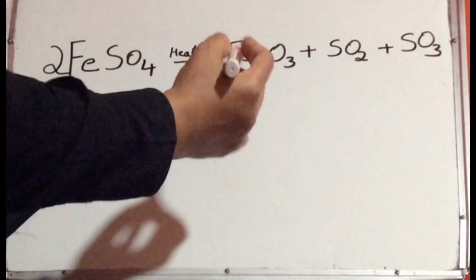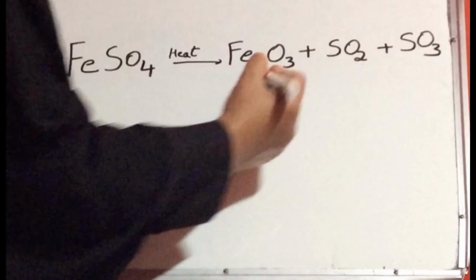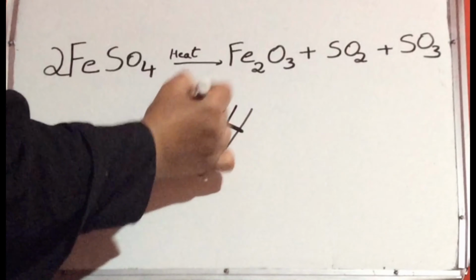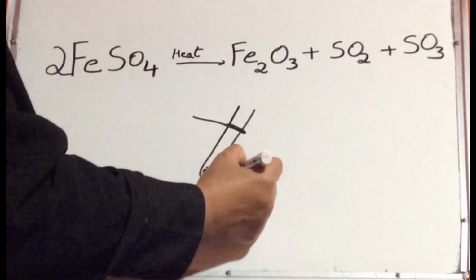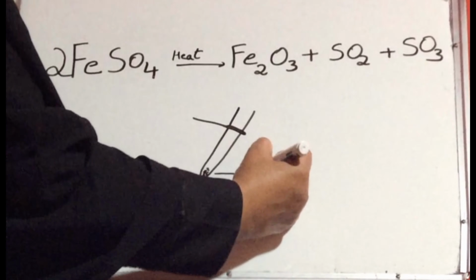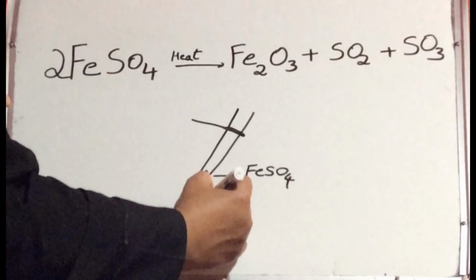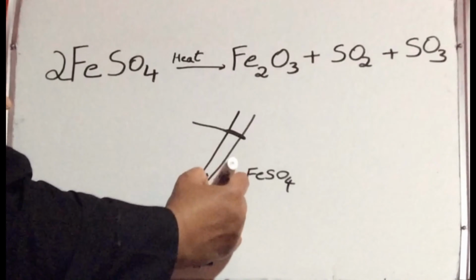You take a boiling test tube. This is a test tube. You have to take a test tube, hold it with a tongue. This is a tongue, you have to hold it with a tongue and then take ferrous sulfate crystals in this test tube. Then you have to heat it over a Bunsen burner. This is the burner.